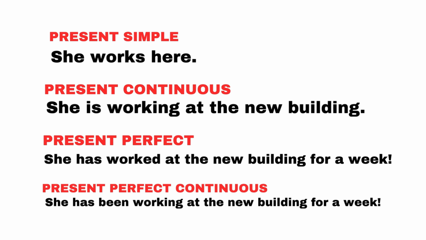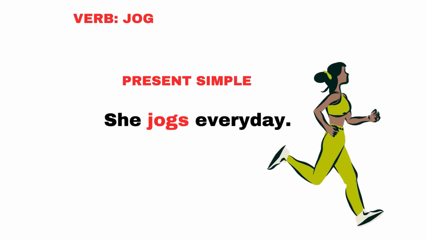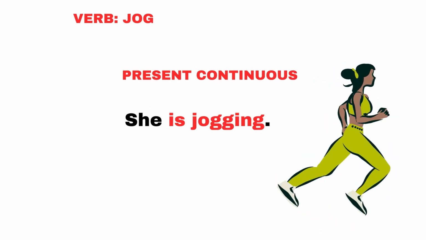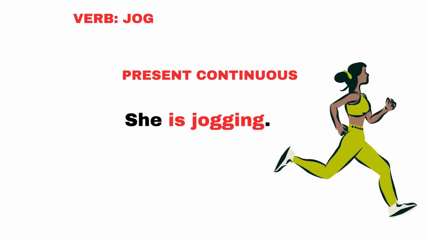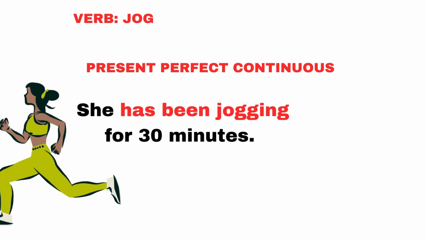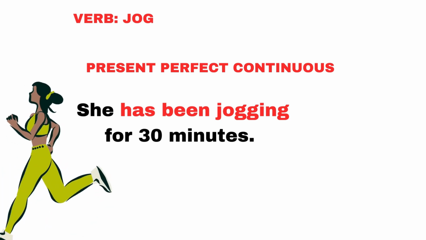Then in the present simple, the verb is in the original form depending on the pronoun that is used with it. So she works or I work is present simple. Present simple, she jogs every day. Present continuous, she is jogging. That means she is jogging right now. Present perfect, she has jogged today. Present perfect continuous, she has been jogging for 30 minutes.